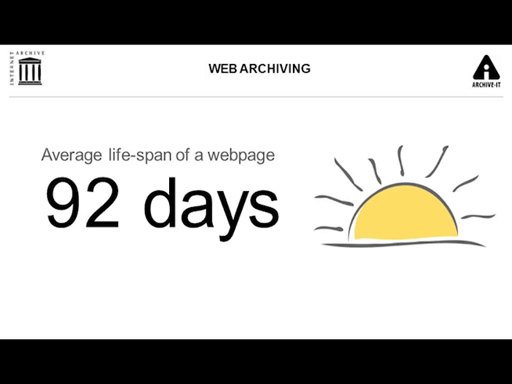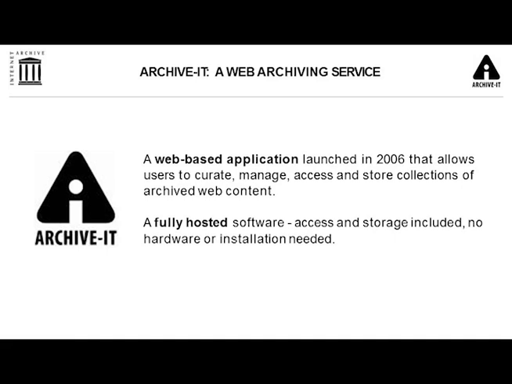The Wayback Machine is really great for getting a broad snapshot of the web. And chances are most websites are represented in it one way or another. But we were hearing from some of our library partners about 10 years ago that they wanted more curatorial control over the content that was being archived. So in 2006, we worked with a small group of libraries at the Internet Archive to introduce the Archive-It web archiving service. We use a subscription model to provide access to a web-based application that allows users to curate, manage, store, and provide access to collections of archived websites.